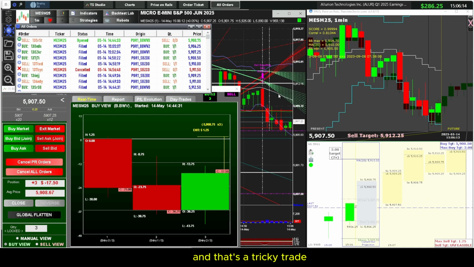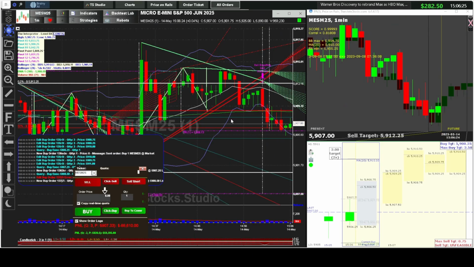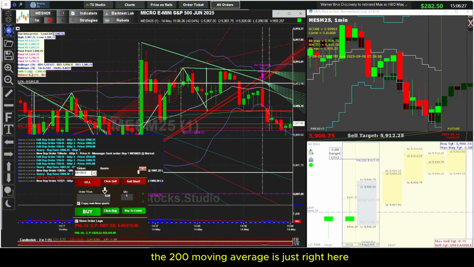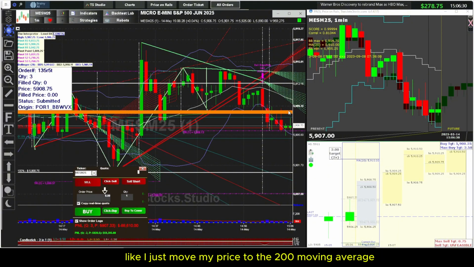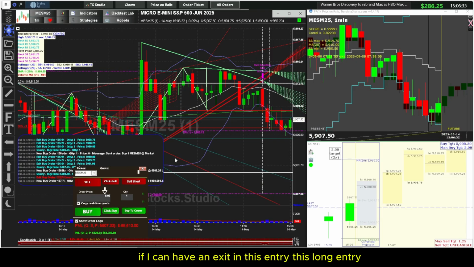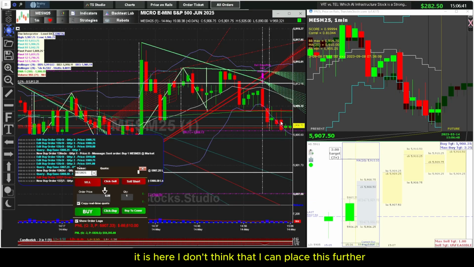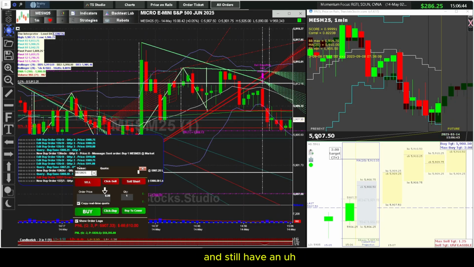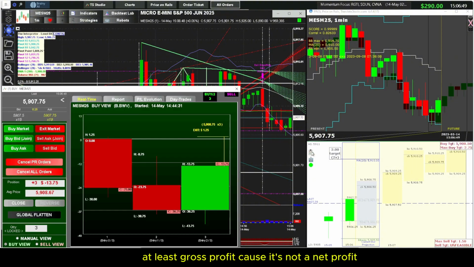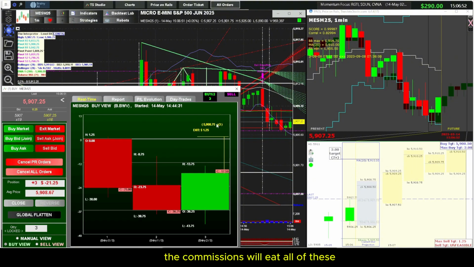And that is a tricky trade. But I don't have a lot of space to move these. I have my moving average, the 200 moving average. It's just right here. I just move my price to the 200 moving average. If I can have an exit in this long entry, it is here. I don't think that I can place this further and still have at least a gross profit, because it's not a net profit. The commissions will eat all of this.